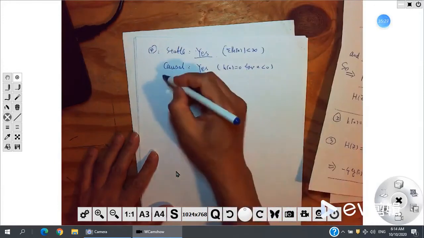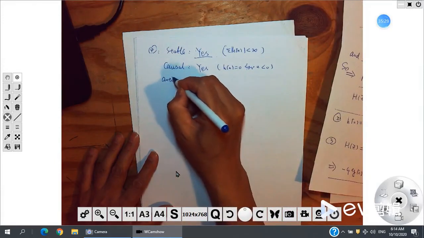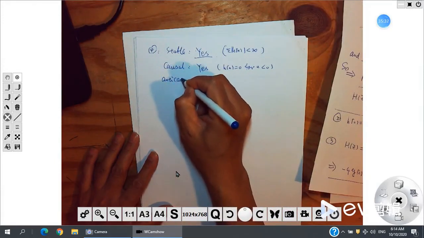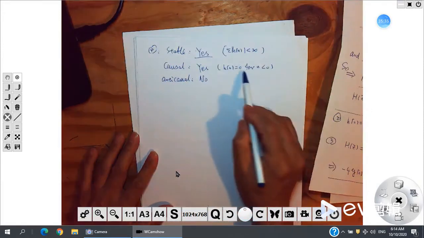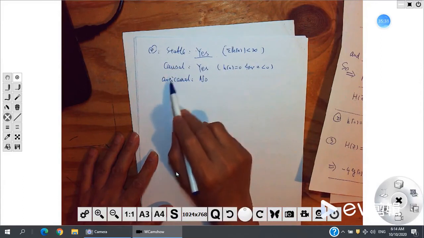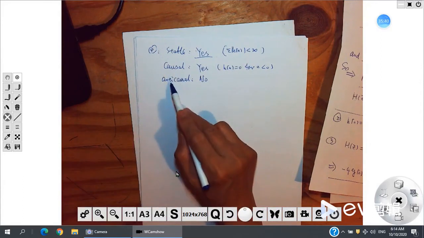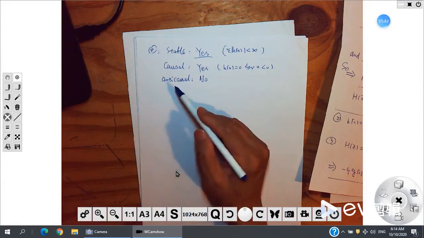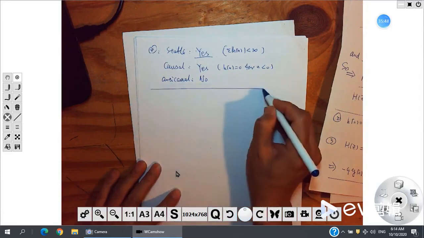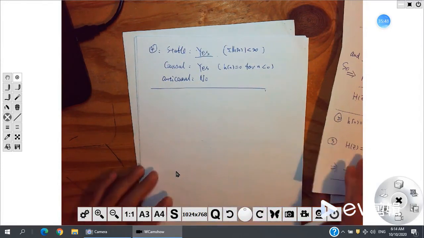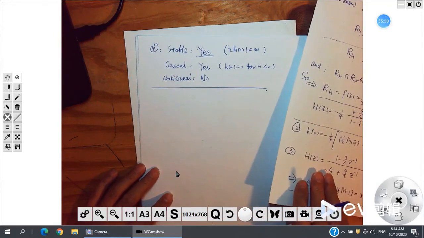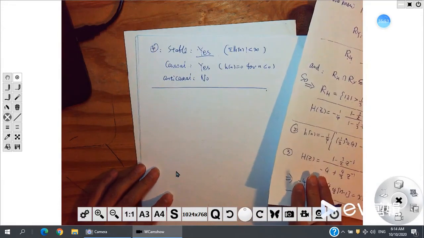And anti-causal? Of course not, because it is causal. These two cannot happen at the same time. If it is causal, then it cannot be anti-causal, right? Okay. All right. So this is this example.